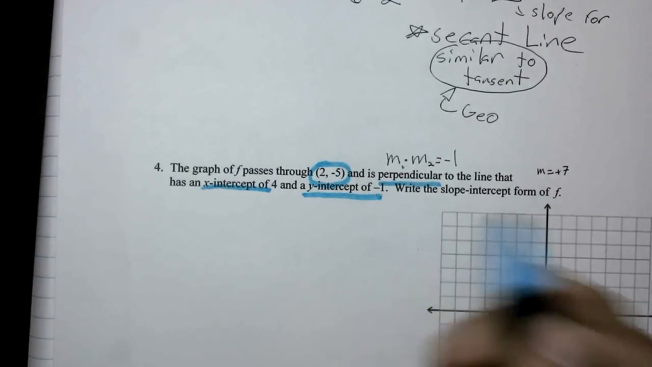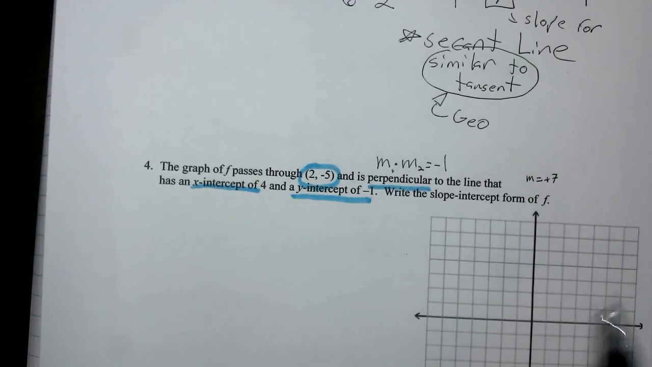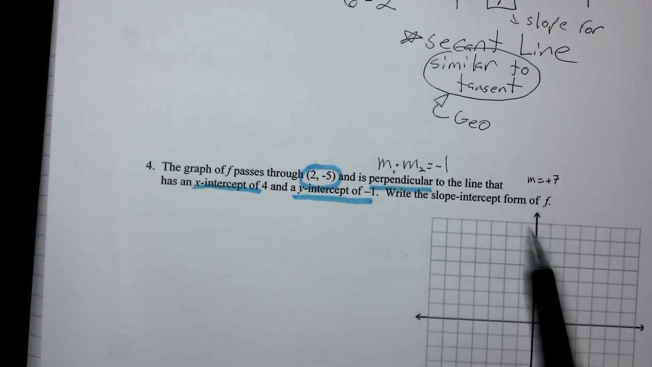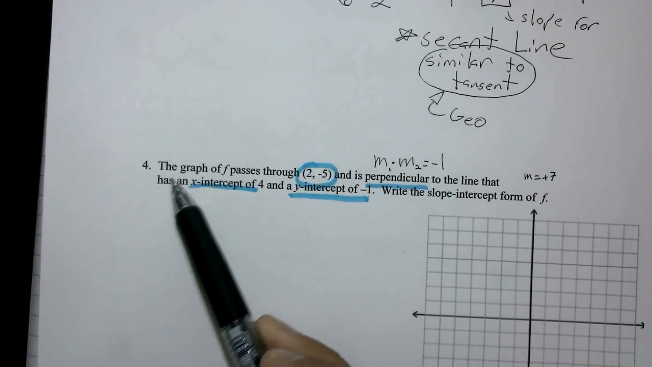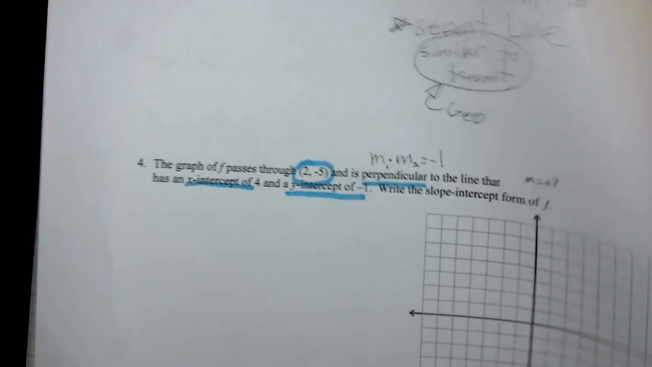Y-intercept of -1, and we're being asked to find the slope-intercept form of this equation. We have some options here. Let's take some time to really focus on what's going on. Let's even reread this. So the graph of f passes through (2, -5).